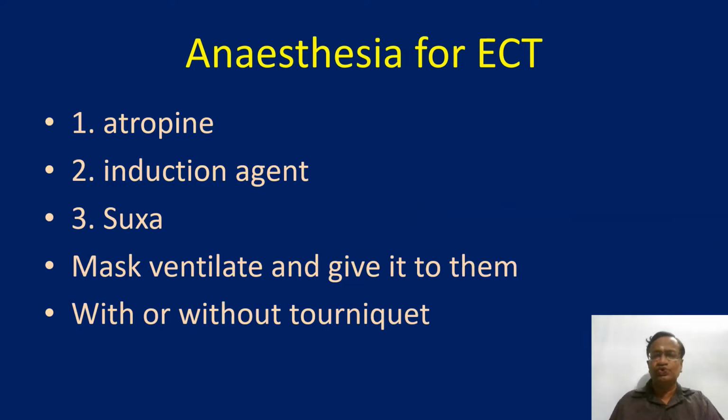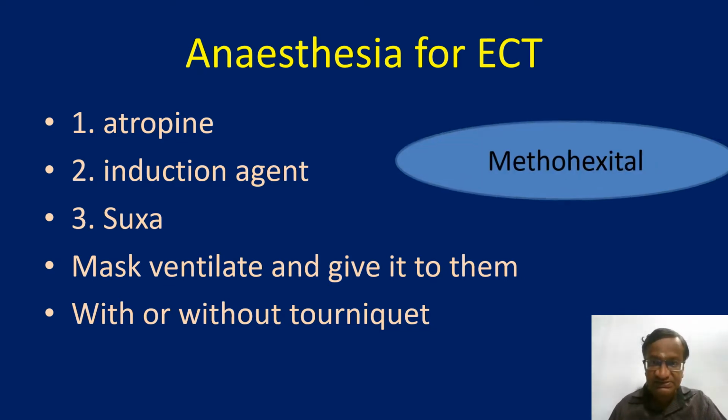Now we are going to do anesthesia for electroconvulsive therapy. What we use: atropine, an induction agent, thiopentone or whatever it is, scoline, mask ventilate, and give it to them, sometimes with a leg tourniquet. And after the current, we will proceed with mask ventilation.